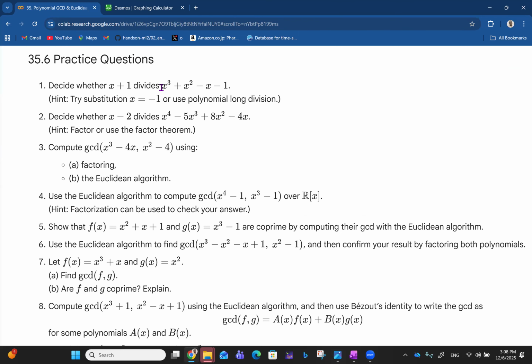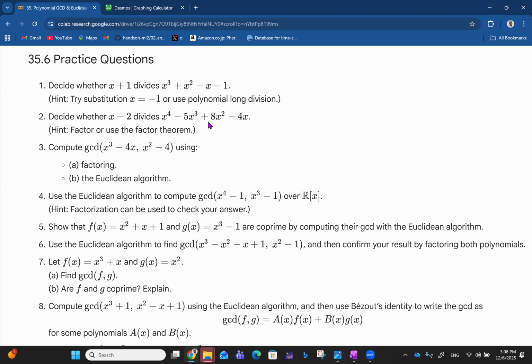Decide whether x plus 1 divides x cubed plus x squared minus x minus 1. Easy. Just equate x plus 1 to 0, so you have x equals minus 1. Put minus 1 here: minus 1 plus 1 cancels out, and minus minus 1 is plus 1. So, of course, x plus 1 divides, because when you put minus 1, everything goes to 0.